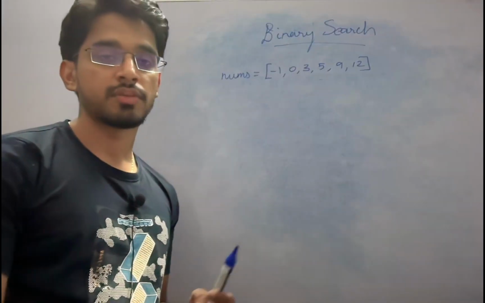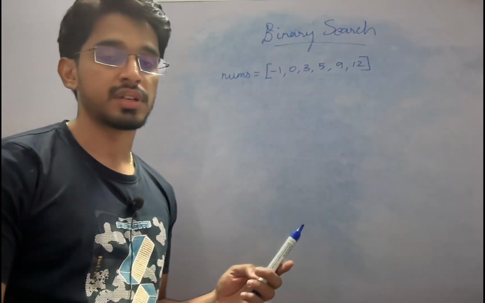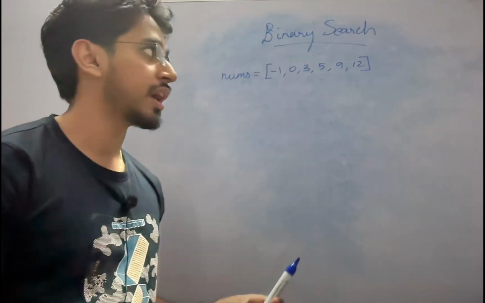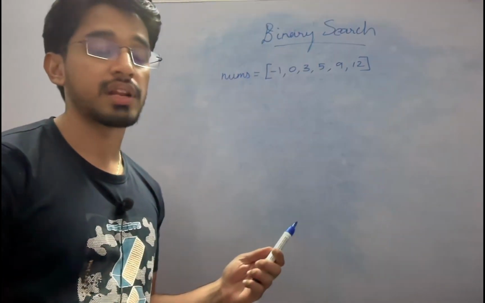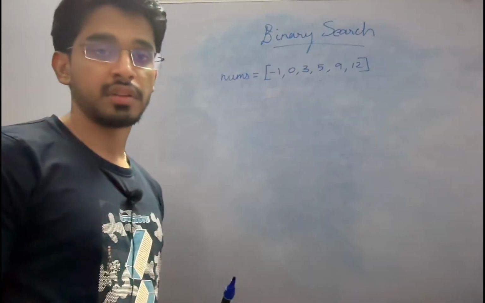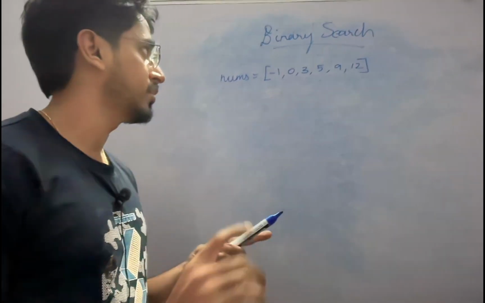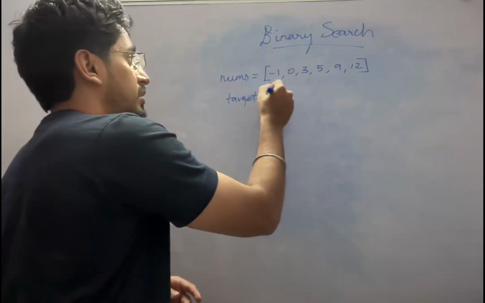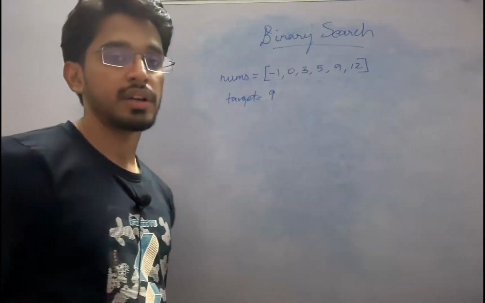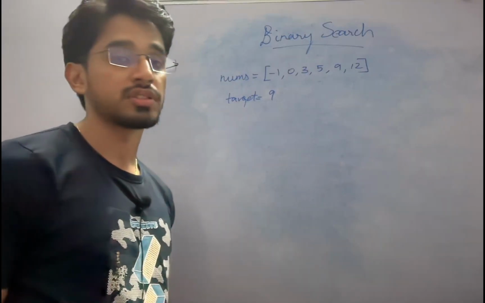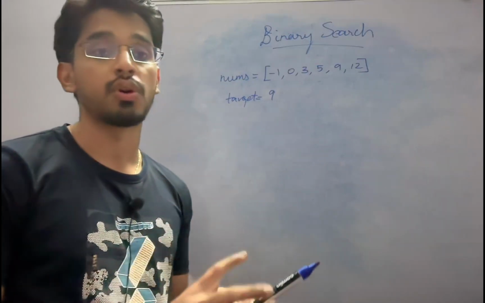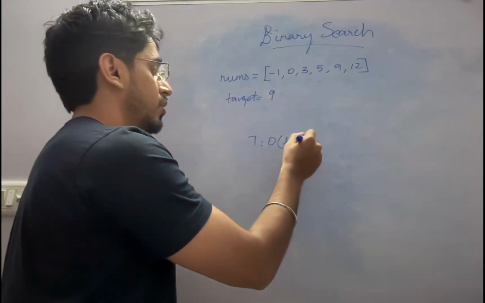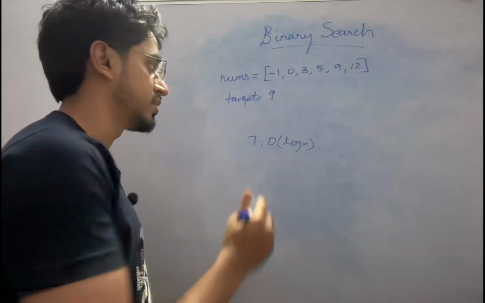This is a problem called binary search. You'll be given a nums array which will actually be sorted, and we need to find that particular element that we need to search for. The number to be searched, let's say 9. So the target value is 9, so we need to search within this nums array, and we need to perform this in a time complexity of O of log n. The time complexity should be O of log n.